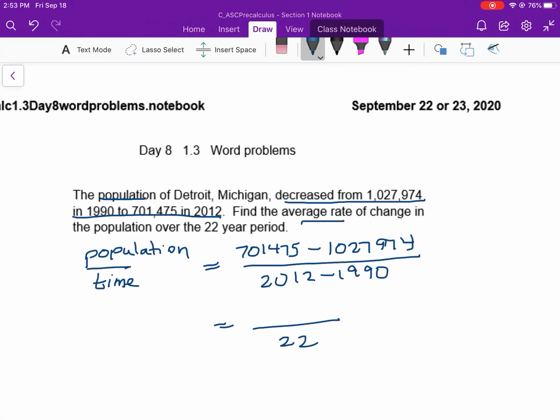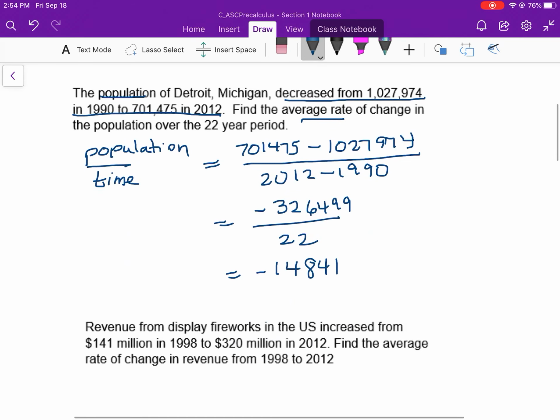And of course I didn't do this ahead of time, so now I'm typing it into my calculator. 701,475 minus 1,027,974. My calculator says a negative 3,264.99... sorry, a negative 326,499. And I'll divide that by 22. And so this is a negative 14,840. I'm going to round it to 1 because it's 0.8. And that's really people, because it's the population per year. That's how many people left Detroit as an average every year.